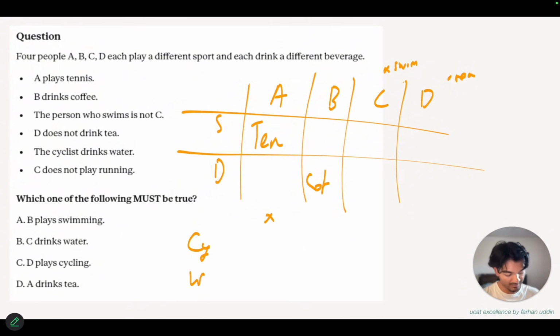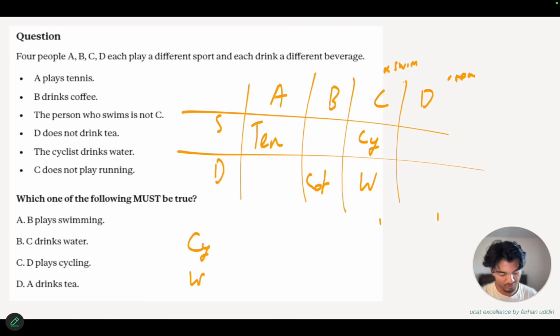So it can't be A, it can't be B, because we know through the concrete piece of information that we've been given, tennis and coffee, that the cyclist and water combination can't go into A or B. So it has to be either C or D. So I'll just put that sign there to remind us. And then we know C does not play running. So if C doesn't run, and we know that cyclist and water has to go somewhere within C or D, then it must be C who does cycling and drinks water. Now, at this point in time, when we've gone through basically each piece of information we can, always recheck and see if you can answer the question.